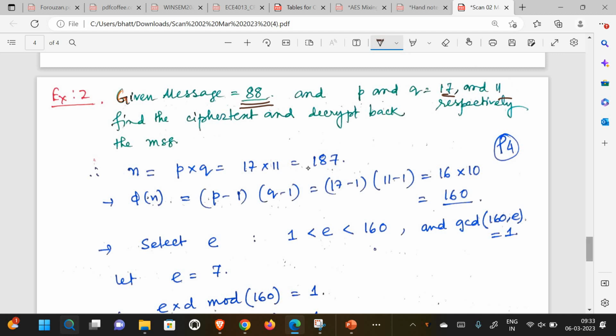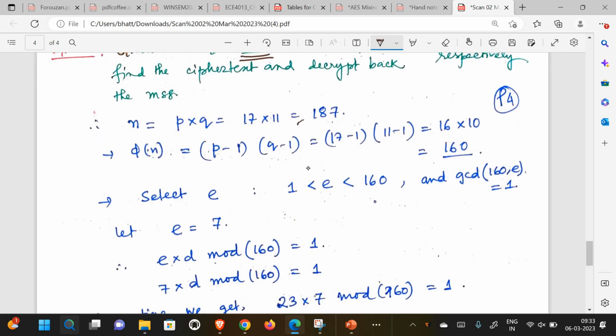So the same thing is processed over here. Same thing, n is p multiplied by q, and phi n lies between this. So you have a key range between 1 to 160.